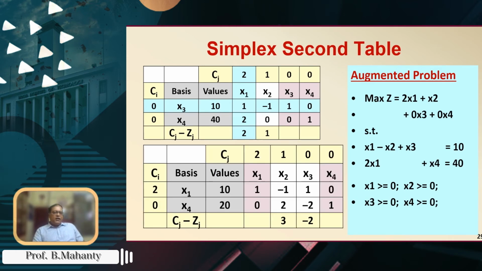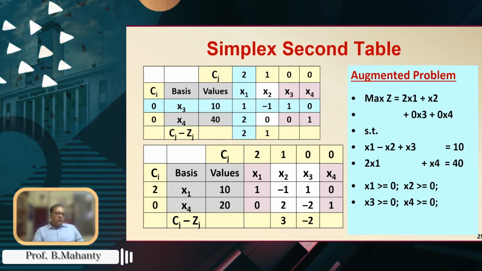And let us now try to get the next table. So this is the key row. The intersecting element is 1. So we reproduce the key row elements with x1 in the basis: 10, 1, -1, 1, 0. And the key column should be 1, 0 because x1 will now be in the basis. So that should be forming the unity matrix with x4. So 1, 0, 0, 1. For the other elements, 40 minus 10 into 2 by 1, so 20. 0 minus 2 into -1 by 1, so 2. 0 minus 2 into 1, so -2. So all the elements are obtained.